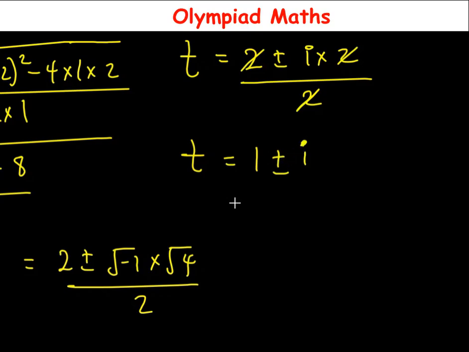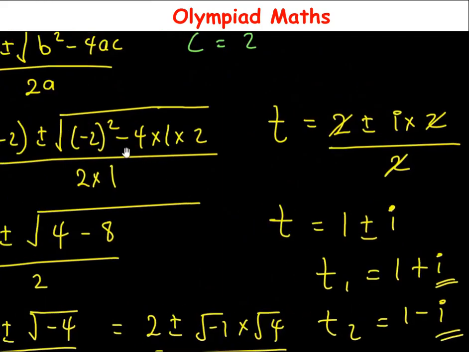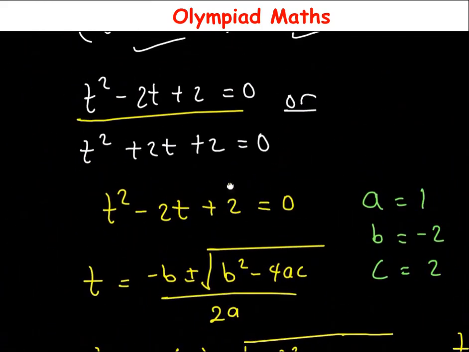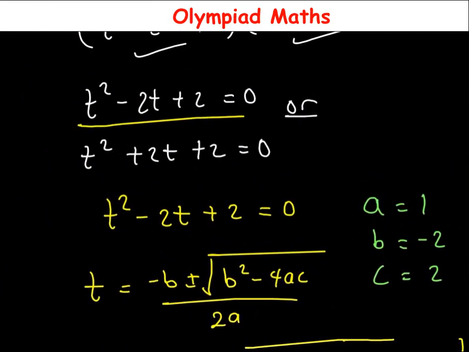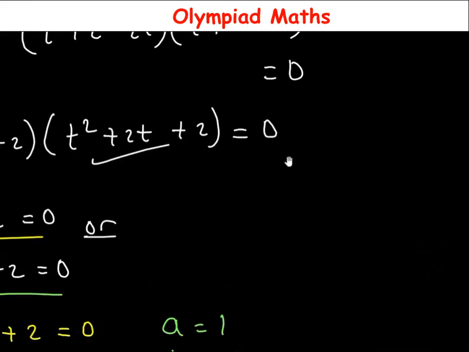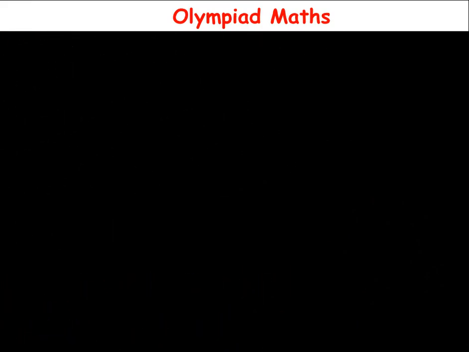So with this, the value of t1 is equal to 1 plus i, while the value of t2 is equal to 1 minus i. Now I've gotten the value of t1 and t2. Let us then get the other values of t. Now, don't forget that we got these two values from this first equation right here. So then, working with the second equation, in which we have t squared plus 2t plus 2 equals 0.